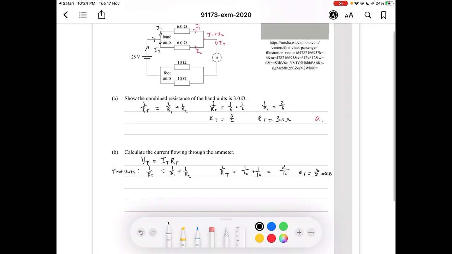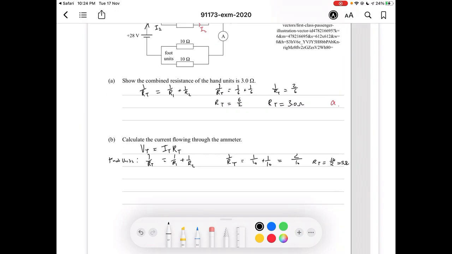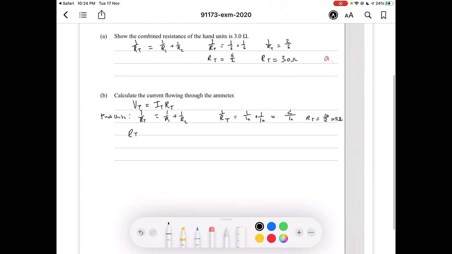As we can see here, the foot units are connected to the hand units via a series circuit. There's only one way the current can flow between the 2 arrangements. So we use R total equals R1 plus R2. Therefore, the total resistance in the circuit is 3 plus 5, which is 8 ohms.